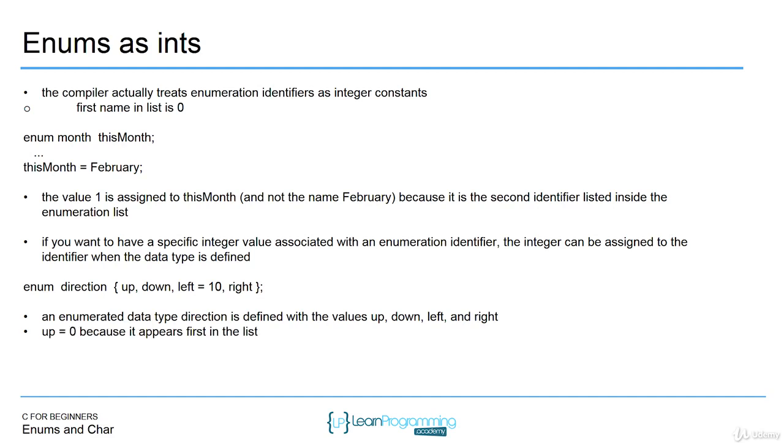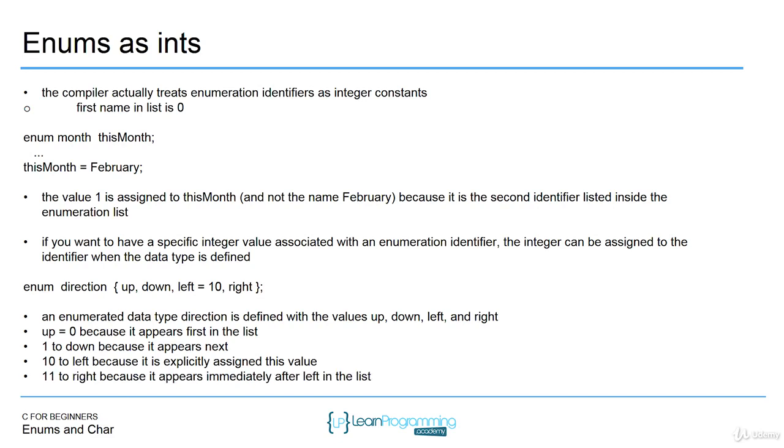Up is going to be equal to 0 because it's the first element in the list definition. Down is going to be equal to 1 because it's the second element. Again, it starts at 0. Left is going to be equal to 10. It's not going to be equal to 2 because we explicitly assigned it to equal 10. So left is going to be 10 because that's what we put in our definition. And then right is going to be equal to 11 because it's the next one after it. If we had another value in there, it would be 12. So you can explicitly assign values if you want to.